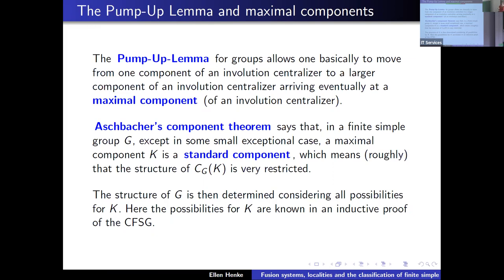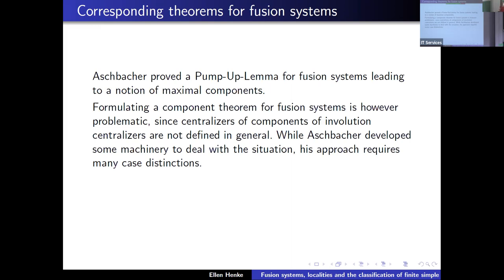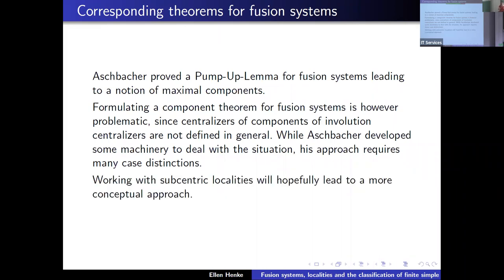Perhaps you see the problem now if we want to do the same thing in fusion systems. We have trouble defining centralizers of components of involution centralizers. That is the problem. Aschbacher proved a pump-up lemma for fusion systems, and this leads to a nice notion of maximal components. But formulating the component theorem is difficult, or actually in general impossible. Aschbacher has proved some component theorems, plural, which work in certain situations, but it does require a lot of case distinction, and also at the end a lot of going into the structure of groups at places where I think it should actually not be necessary. One should have something more conceptual in place there. And I actually hope that such a conceptual approach can be found using subcentric localities.